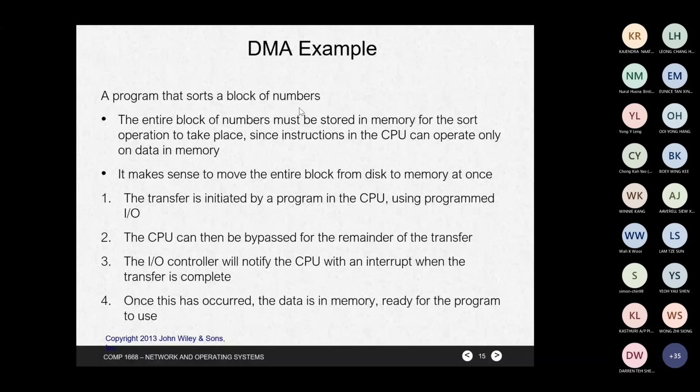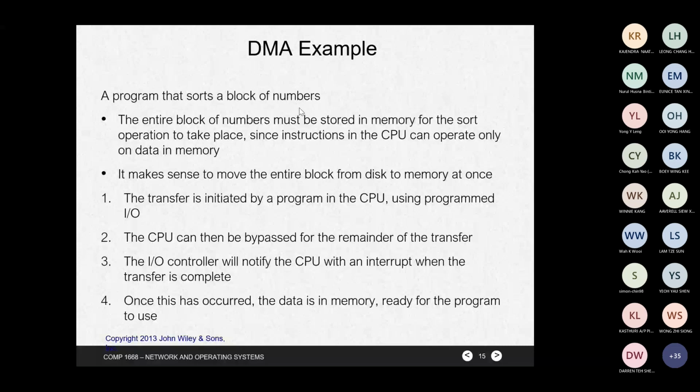Like in this case, a program that sorts a block of numbers. For example, you have three numbers: 2, 5, and 7. How do you sort these three numbers? I hope you still remember when you did programming. Let's say you have three numbers as input, 2, 5, and 7, and the question asks you to sort these numbers from the largest number to the smallest number. How will your program work?